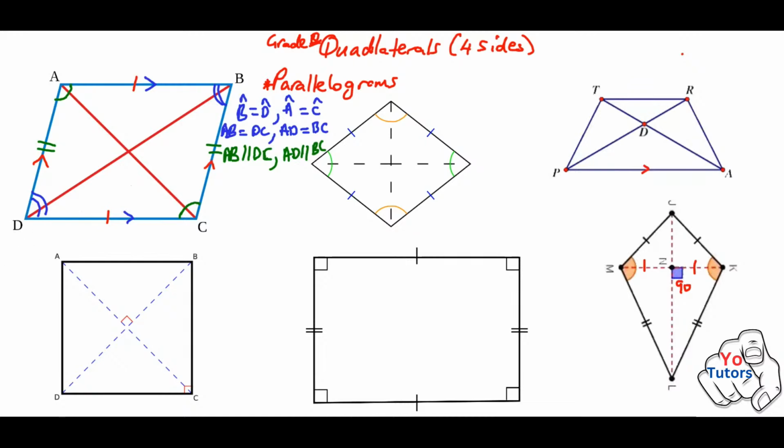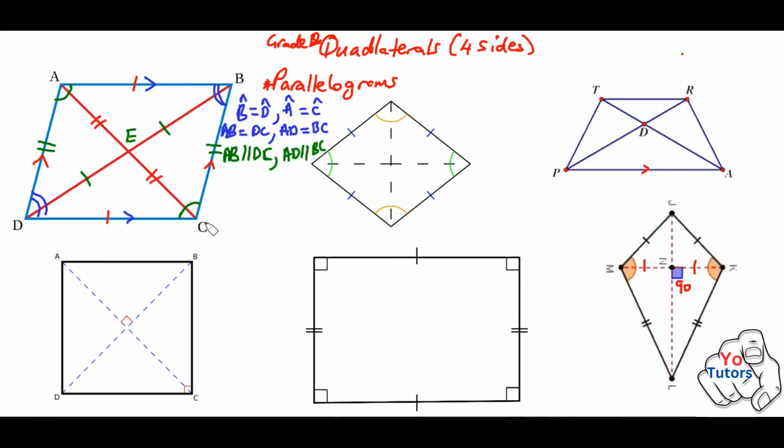Then what else can we add? Let's also discuss the bisectors. When you look at the diagonals, the diagonals bisect each other. So if we call this part E, DE will be equal to EB. Then we can also say AE will be equal to EC. So that's what makes a quadrilateral a parallelogram. Okay, so this is our parallelogram.